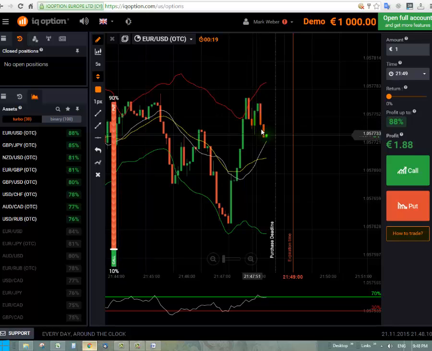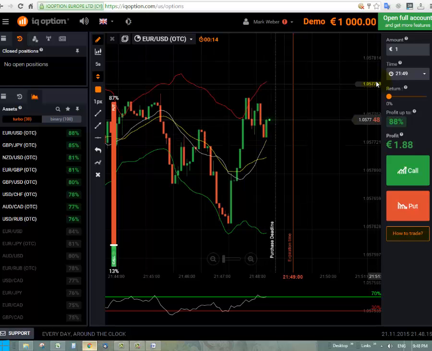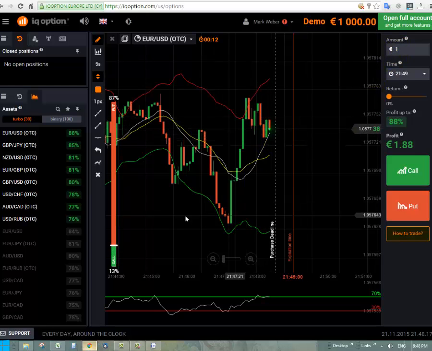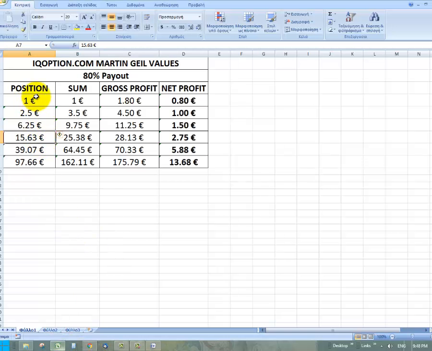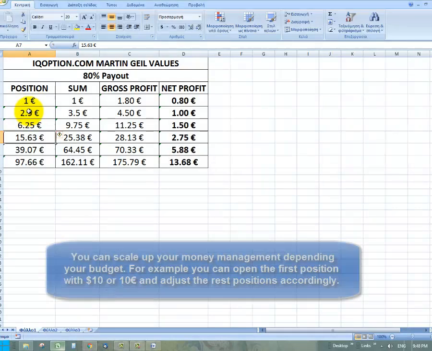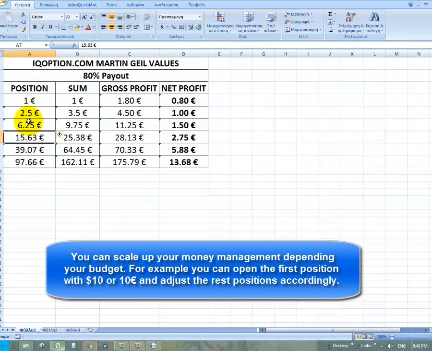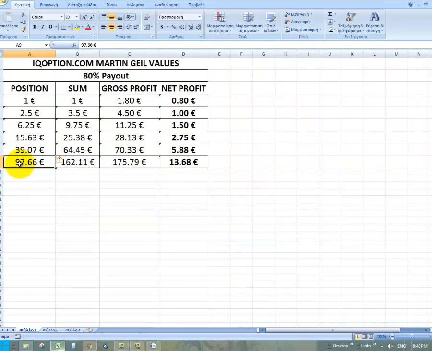Now we will wait about the right moment in order to take the first position of €1. As we said before, the first position is €1. The second position is €2.5. The third position is €6.25. The fourth position, €15.63. The fifth position, €39.07. And the sixth position is €97.66.